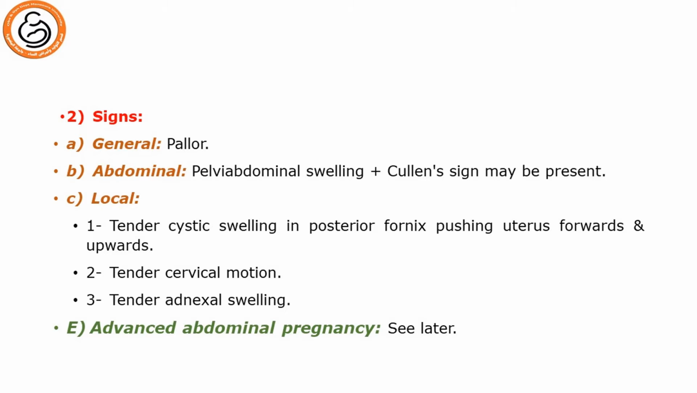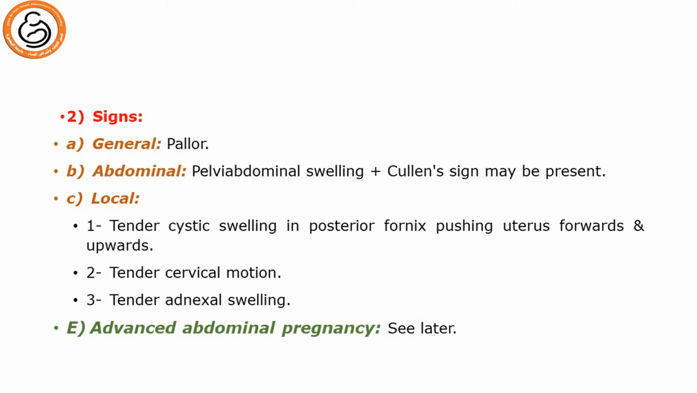With signs, we will find only pallor due to loss of blood into the peritoneal cavity, but not to the degree to cause hypovolemic shock. Abdominally, we will find pelvic abdominal swelling and Cullen's sign, bluish discoloration around the umbilicus. Locally, there is tender cystic swelling in the posterior fornix, pushing the uterus forwards and upwards, which is called pelvic hematocele. There is again tender cervical motion and tender adnexal swelling.